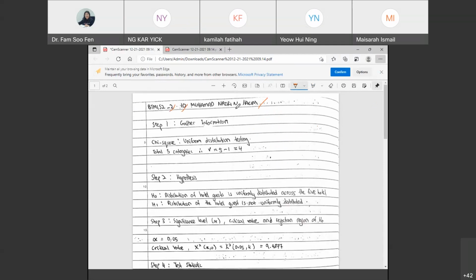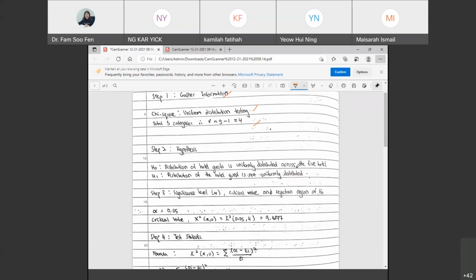Okay, this one, yeah, correct. Muhammad Nasrin, correct. Okay, the information, category, degree of freedom. Okay, good. Chi-square uniform distribution testing, good. Because we have a contingency, we also have the uniform. So this one is a uniform, or we call it homogeneous. So this one is the degree of freedom. All right. Hypothesis. Okay, distribution of hotel guests is not uniformly distributed. Good. Significant level. Okay, this is the significant level. Critical value. Okay, this is the critical value. Then where is your rejection region or H naught? You lost the mark here. You lost the mark here.